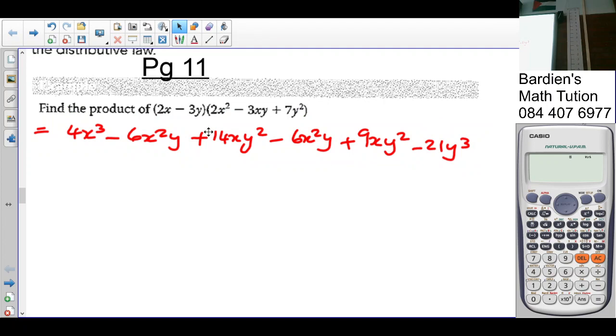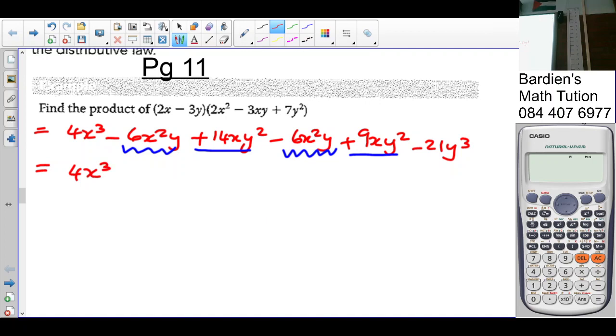So now we're going to look for like terms. So negative 6x squared y is a like term to negative 6xy squared. What makes them like? The variables, not the negative 6. 14xy squared with 9xy squared. Those are like terms. You all okay with that? Right. Now what?